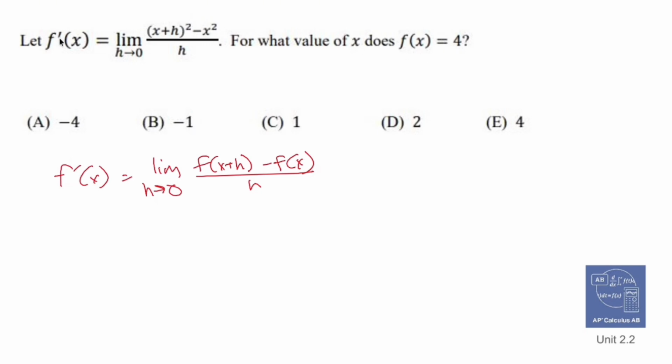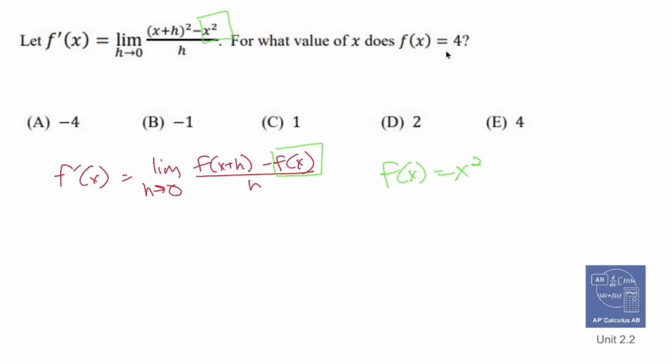Oh, but wait a minute. If f prime of x is f of x plus h minus f of x, that means this guy right here, f of x, is the same as x squared. So the original f of x must have been x squared in order to get to this point that we have here, which also makes sense because f of x plus h would just be (x plus h) squared. So, all right, that makes sense.